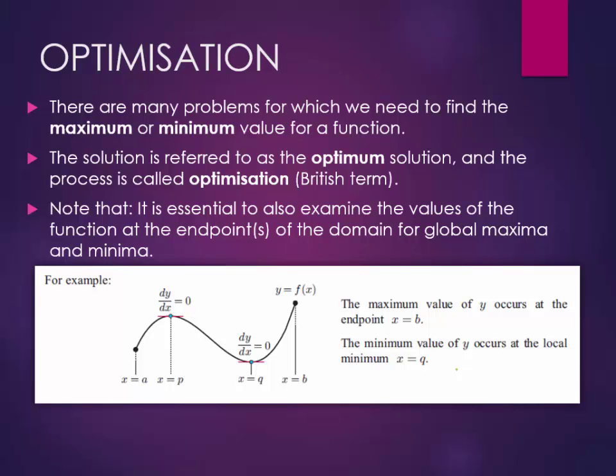Optimization. Now let's talk about optimization. So there are many problems in which we need to find the maximum and minimum value for a function. The solution is referred to as the optimum solution, and the process is called optimization with an S. Optimization with an S is the British way of doing it. Okay? Note that it is essential to also examine the values of the function at the endpoints of a domain for global max and min. So this is finding that value.